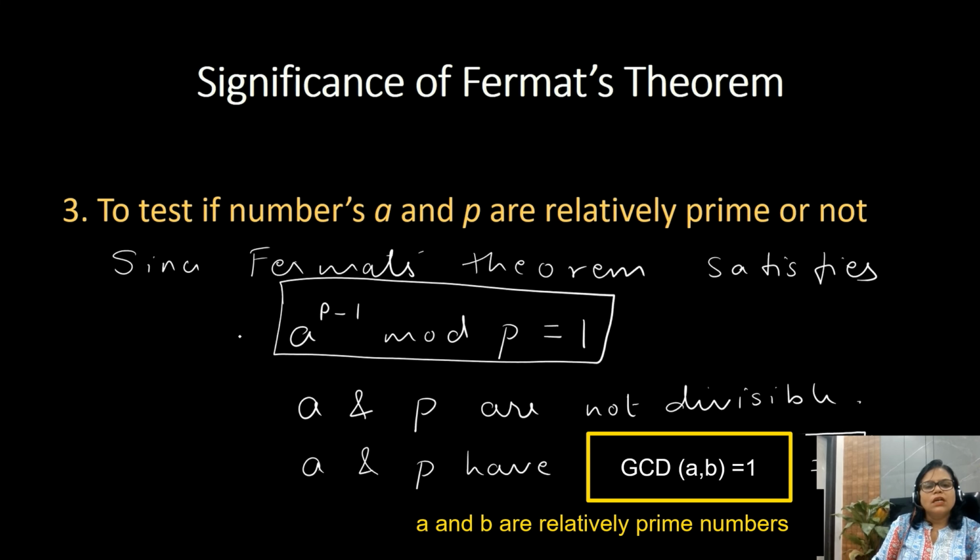So if p is a prime number, and this condition is satisfied, it indicates that a and p are not divisible by any number. That is, the only number by which a and p are divisible is 1. And since the only number by which a and p are divisible is 1, the GCD of a and p is 1, so they are relatively prime numbers.